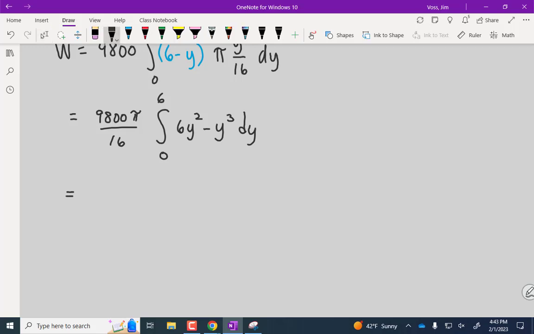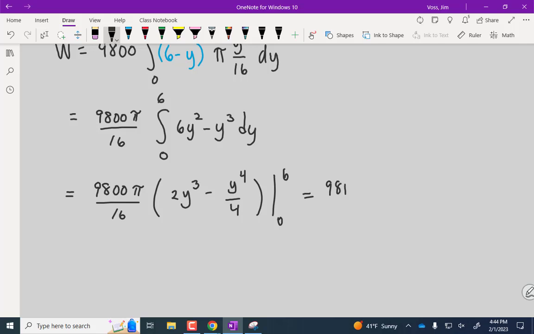Let's see, maybe we'll get some cancellation. We'll combine these numbers later. So that is going to be y cubed over 3, so 2y to the 3 minus y to the 4th over 4, from 0 to 6. That's the 4 and the 2. Bye-bye. Then we'll plug in our upper limit, 216. 6 times 6 is 36, times 6 is 216. So we have 2 times 216 minus, what's 216 times 6? Let's not do it.